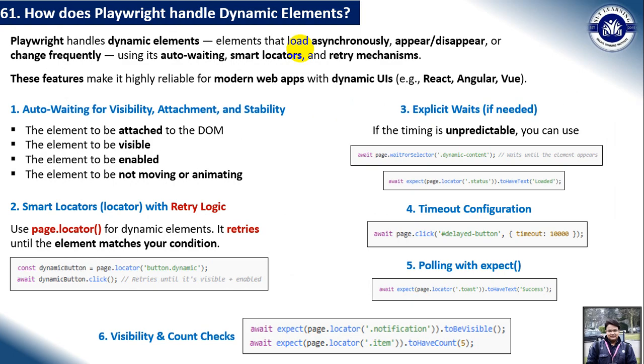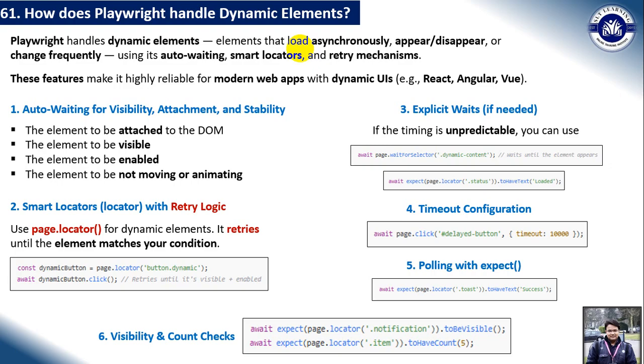How does Playwright handle dynamic elements? First, what is a dynamic element? A dynamic element is an element that loads asynchronously and sometimes appears or disappears, like blinking elements, or changes frequently. The locators keep changing frequently, or it is some kind of validation that we put in for security purposes on the website. Those kinds of elements are very hard to locate and validate.